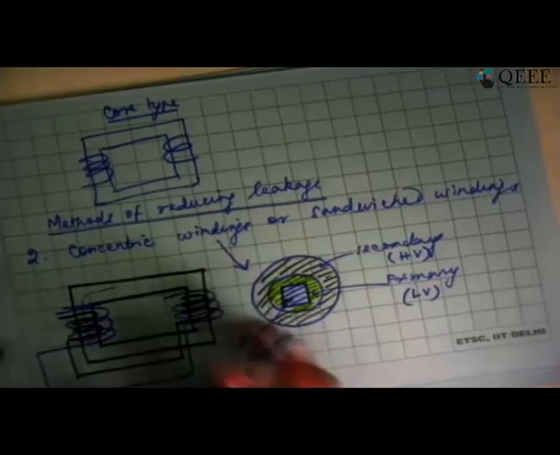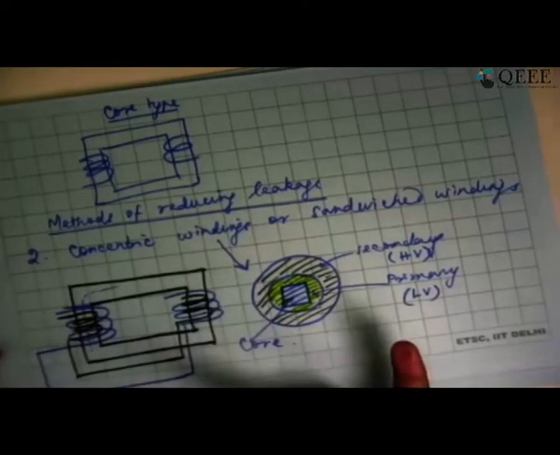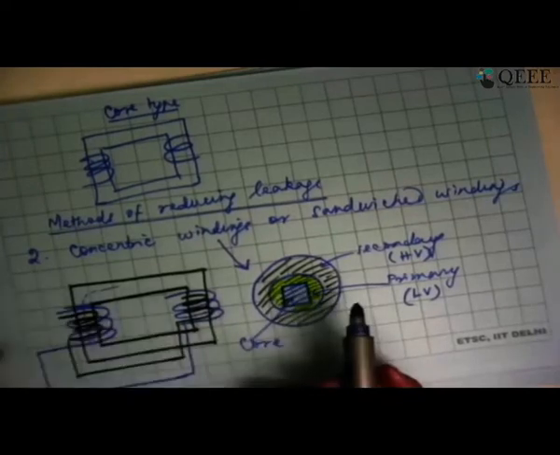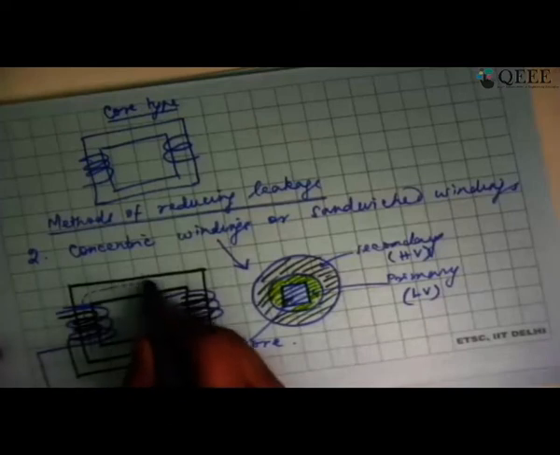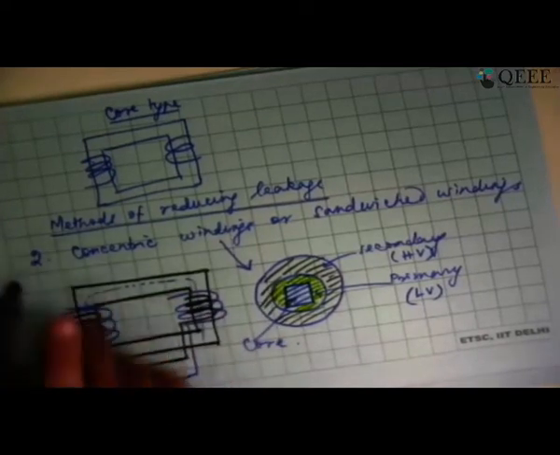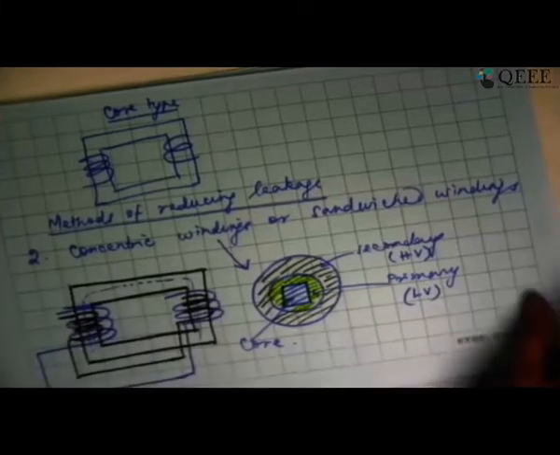The leakage flux is whatever links only the primary or secondary. If it links both of them, I will not call it leakage. So this is essentially going to minimize the leakage, or the flux which will link only with the primary or secondary. On the other hand, sandwiched winding is, let me show it in shell type construction.